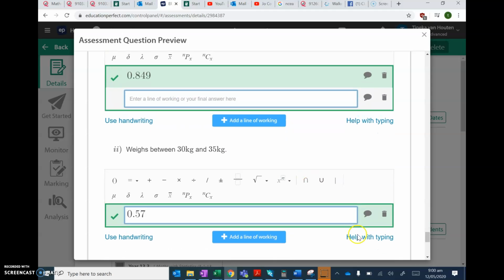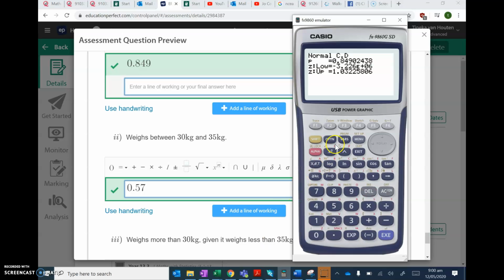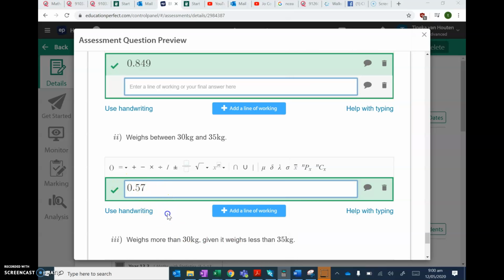Next, weighs between 30 and 35. It's really easy. I just go back. My lower is 30. My upper is 35. 0.568, which rounds to 0.57.